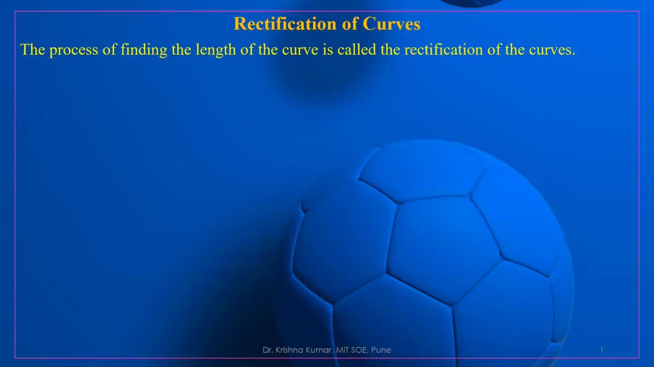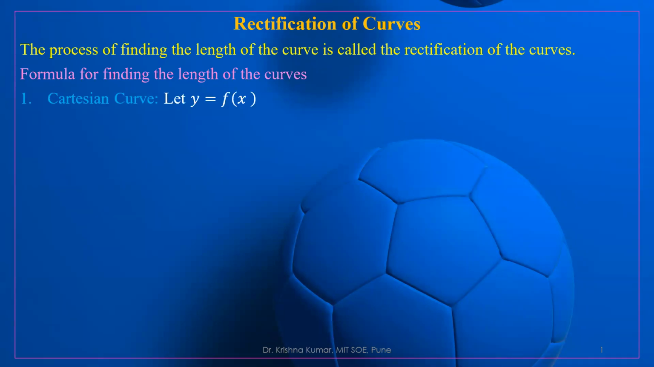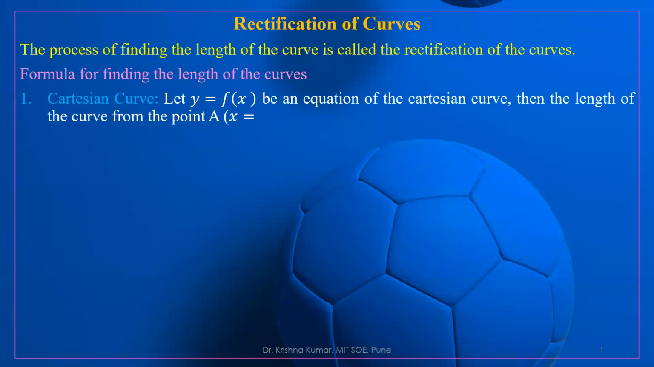So if we see its definition, the process of finding the length of the curve is called the rectification of the curve. Since we know that there are three varieties of curves, we have already seen parametric curve, Cartesian curve and polar curve. Therefore there are different formulas for different curves. Okay, so first let us see what will happen if we are given the Cartesian curve, then how to find out the length of the given curve.